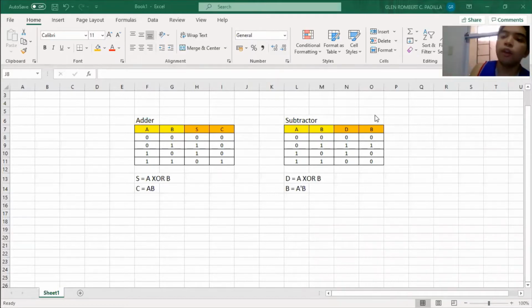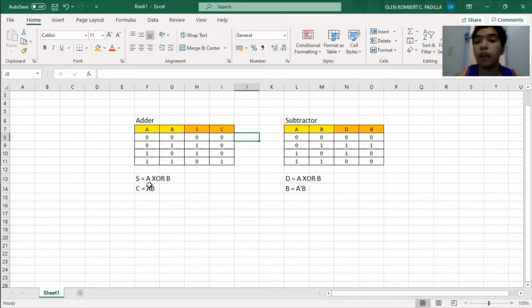So good day. Today we're going to make the 4-bit adder and the 4-bit subtractor. As you can see in this truth table, we have two inputs, A and B, and outputs S and C. S indicates the sum and C is for the carry. S has an output of 0, 1, 1, 0, which can be interpreted as the XOR combination of A and B. And C only has an output of 1 if both inputs are 1, 1.